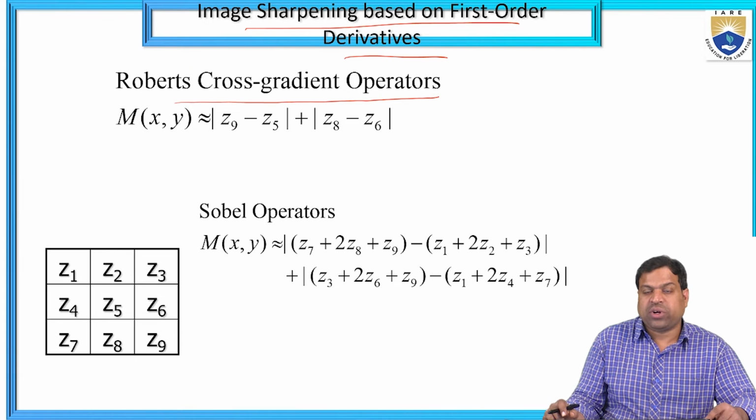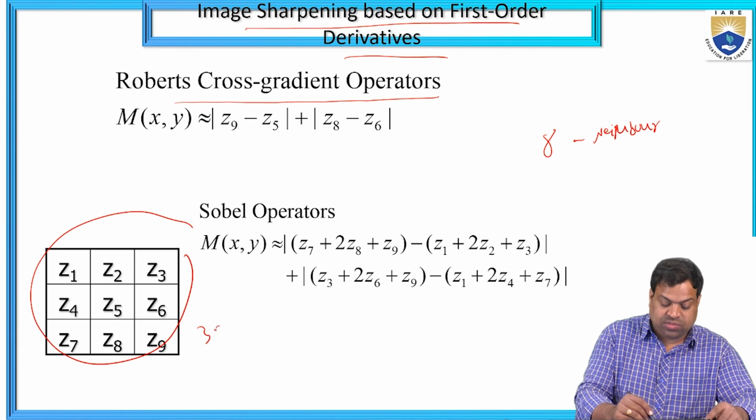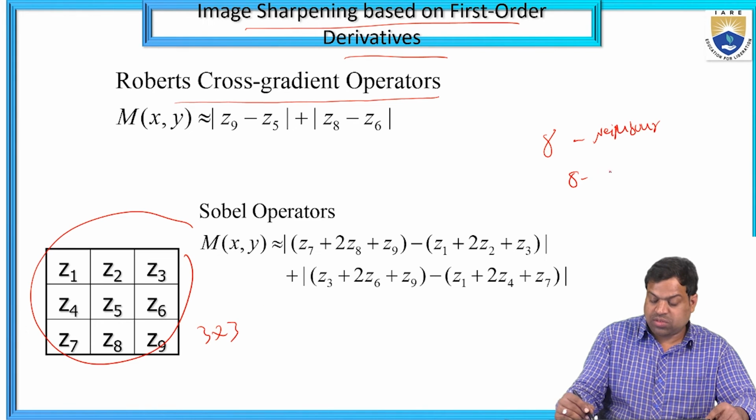Next is the Sobel operator. M of x comma y equals z7 plus 2z8 plus z9 minus z1 plus 2z2 plus z3, plus z3 plus 2z6 plus z9 minus z1 plus 2z4 plus z7. I am using the 8 neighbors, or 3 by 3, 8 adjacency.